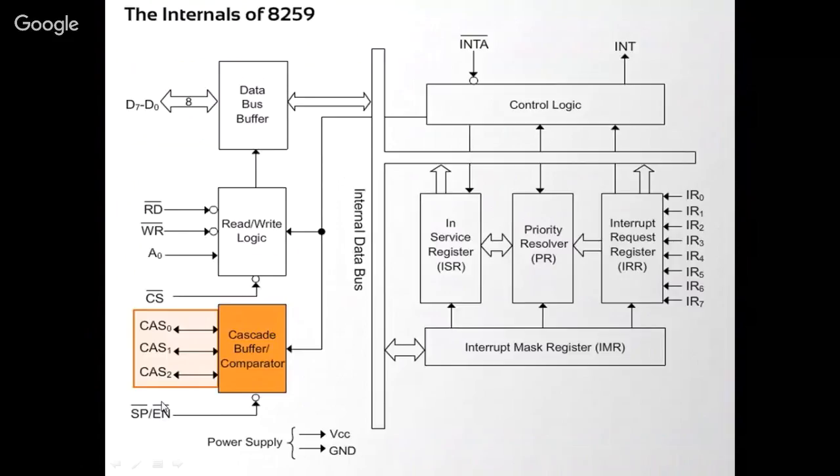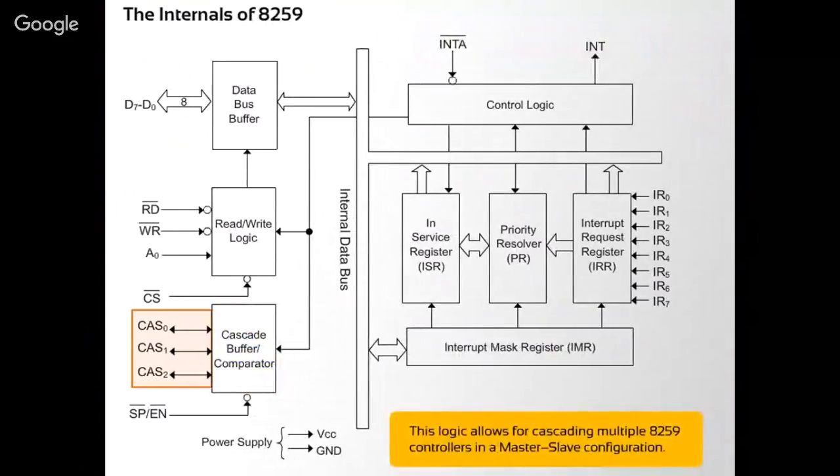Next one is the SP bar oblique EN bar signal. This bidirectional pin performs two functions. In a non-buffered system, acting as an input, it is used to specify whether the 8259 PIC has to act as a master or slave. For the 8259 PIC to function as master, the SP bar oblique EN bar pin is kept at plus 5 volt, and at 0 volt for slave operation.